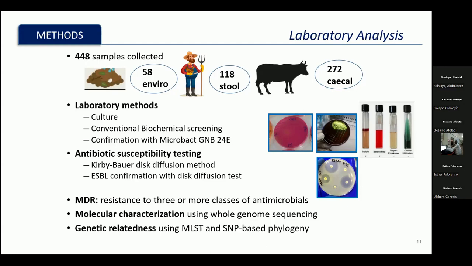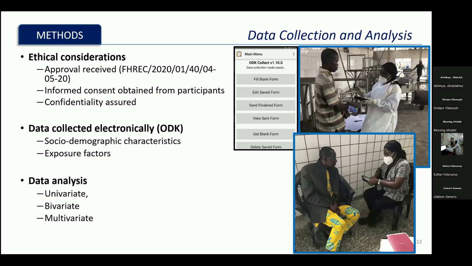We obtained ethical approval for this research, and all our respondents were given an informed consent form telling them the purpose of the study, which was signed prior to sample collection. We collected data on social demographics and exposure factors using a structured interviewer-administered questionnaire that we had installed on a smartphone. We analyzed our data using univariate, bivariate, and multivariate analysis.